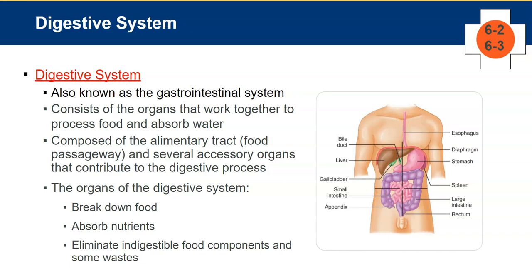The digestive system, sometimes called the GI system, is basically that alimentary canal. You've got an opening at each end where food can enter and waste products can exit. The organs of the digestive system will break down that food both chemically and mechanically, absorb the nutrients, and then collect and eliminate waste.